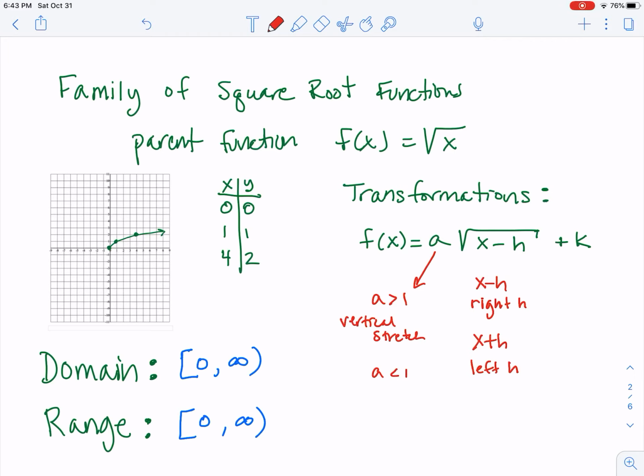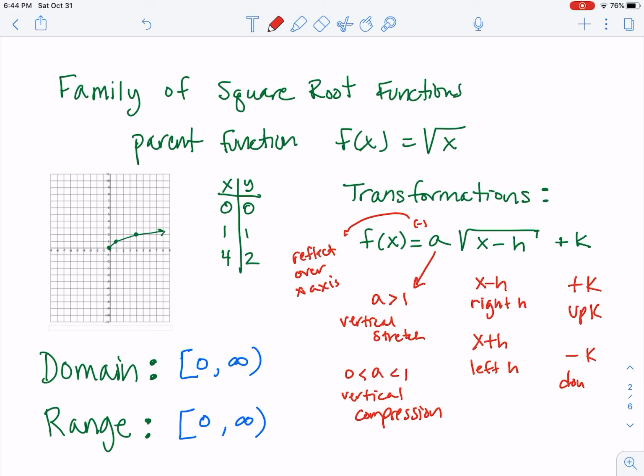If a is less than 1 but bigger than 0, that's going to be a vertical compression or a vertical shrink, however you want to say it. Okay. And then if I have a negative, I'll put it up here in parentheses. This negative indicates a reflection over the x-axis. Now, plus k. If it is a plus k, that means I'm going up k. If it's a minus k, I'm going down k.